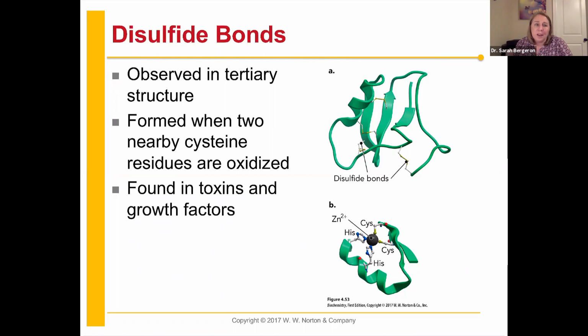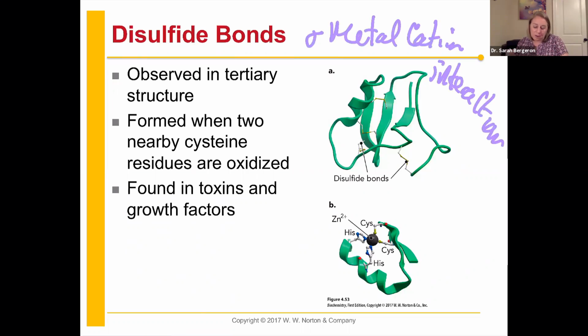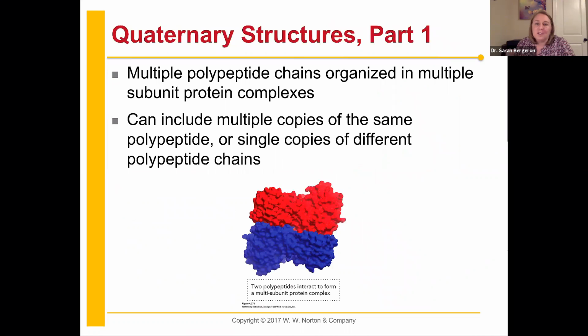The other really stabilizing strong interaction can be with metal ions, but your book didn't have that, so don't forget disulfide bonds and metal cation interactions. Right, my favorite protein, actin, does interact with metal ions, and it controls a lot of its structure, which is pretty cool. All right, so we're going to move on to quaternary structure.